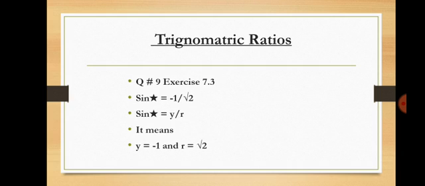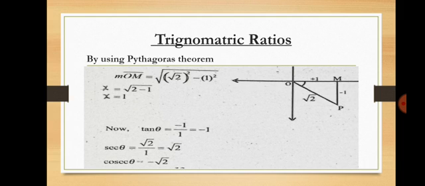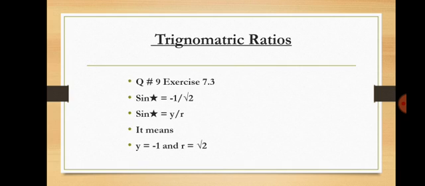Now we practice how we can solve questions by using the trigonometric ratios or trigonometric functions. So question number 9 was remaining of exercise 7.3. Sine theta is equal to minus 1 over under root 2 is given, and we have to find tangent theta, secant theta, and cosecant theta. These three trigonometric ratios are to be found. So let's start. Students, if sine theta is equal to minus 1 over under root 2, it means sine theta is y over r. Then y is equal to minus 1, and r is equal to under root 2.